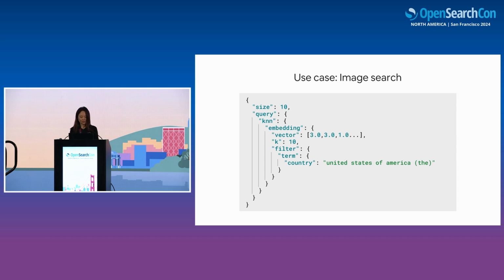This efficient KNN filtering is supported in OpenSearch by multiple engines, including the Lucene engine with the HNSW algorithm, and the FAISS engine, which offers both HNSW and IVF algorithms. This flexibility allows us to choose the best algorithm for our various use cases.